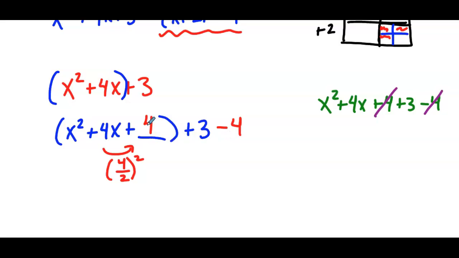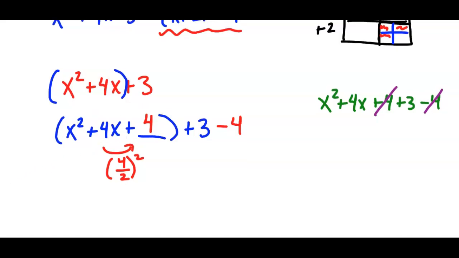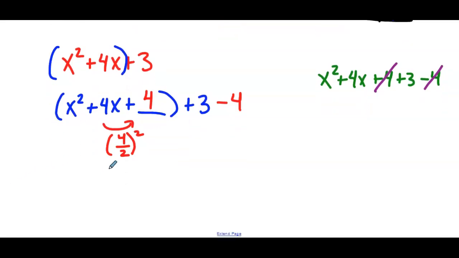Well, the advantage is in the parentheses. By creating a perfect square trinomial inside the parentheses, we can factor x squared plus 4x plus 4 as x plus 2 quantity squared, right? x plus 2 times x plus 2, and then outside minus 1.